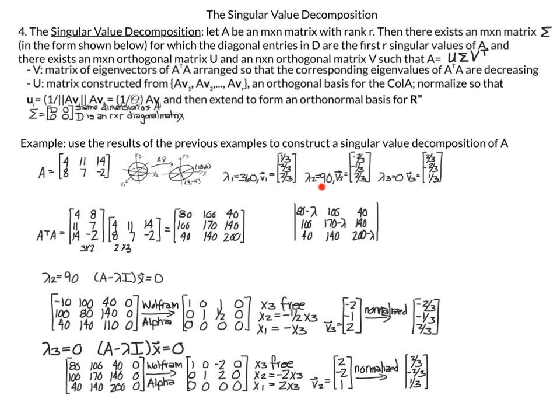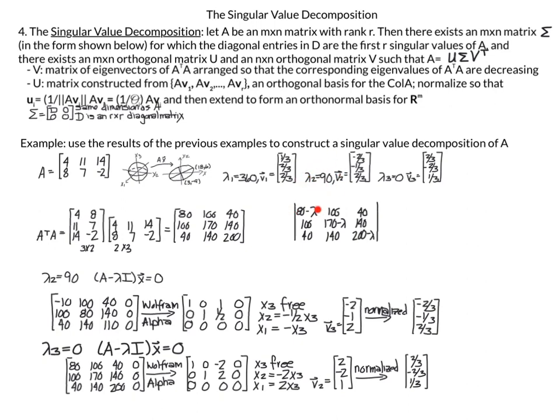Our second eigenvalue was 90, so I'm going to plug my 90 into A transpose A minus lambda I. A transpose A gave me this 3 by 3 matrix with columns 80, 100, 40, then 100, 170, 140, then 40, 140, 200. So in my eigenvector-eigenvalue equation, A transpose A minus lambda I has 80 minus lambda, 170 minus lambda, and 200 minus lambda on the diagonal. The rest is the same. I'm going to plug in lambda 2 equals 90.